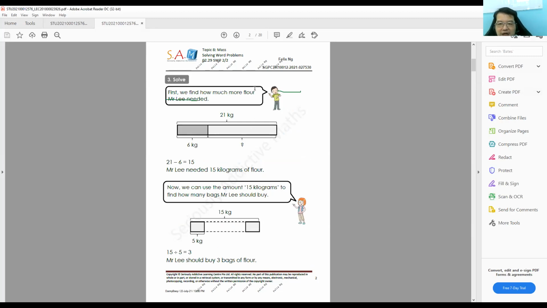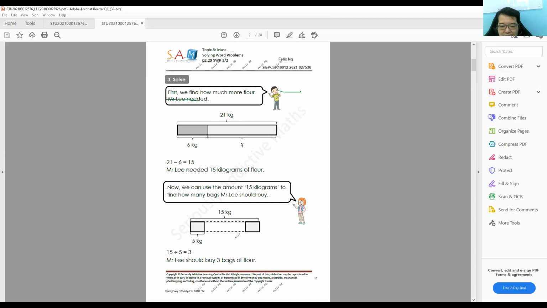Right, first we find out how much more flour Mr. Lee needed. Okay, you can draw a model like that, single row, because it doesn't have the more than, fewer than words. So we found that he needed 15 kilograms of flour. Next step, now we can use the amount of 15 kilograms to find out how many bags Mr. Lee should buy.